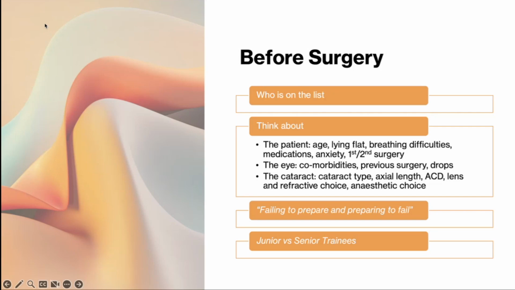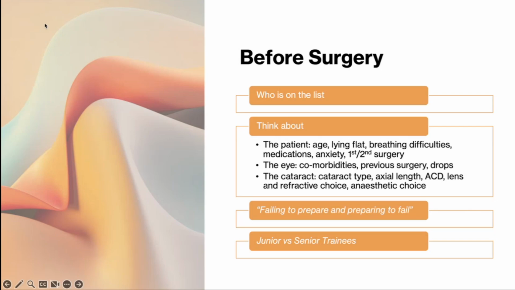Are these patients who are on something like alpha blockers, for example, who are going to make your iris very, very annoying? And actually, sometimes even if the iris is well dilated, you're still going to have issues when the iris collapses, and we can touch on that when we talk about cataract surgery. Is the patient particularly anxious? Is it their first eye or their second eye?